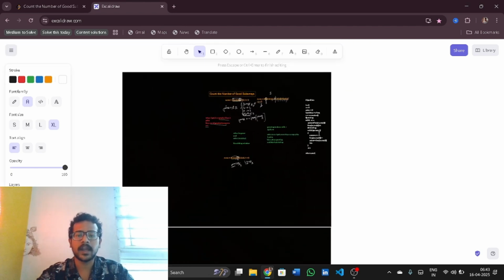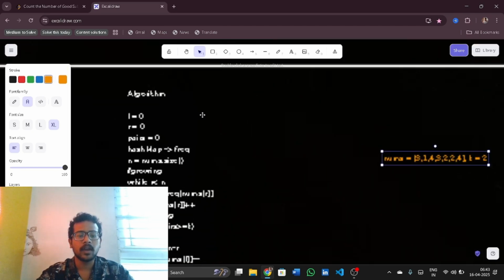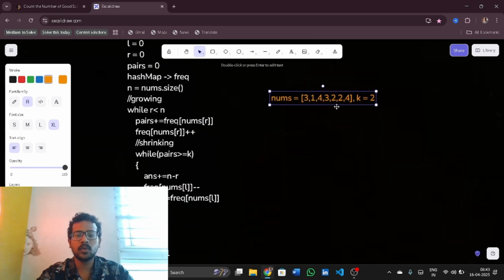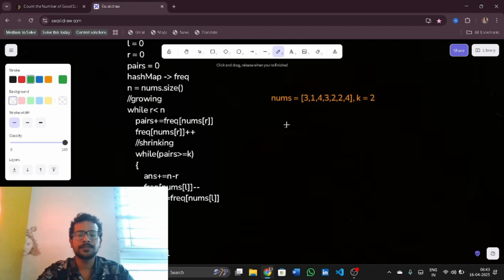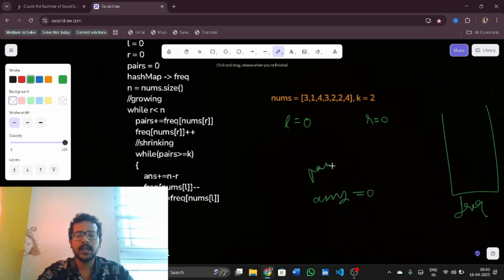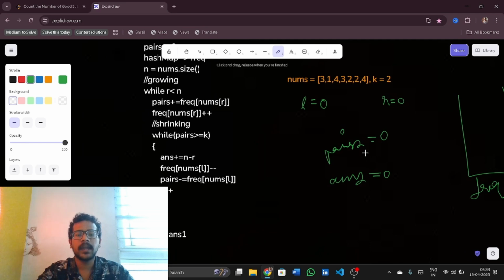Okay, let us do a dry run by taking this algorithm. Now I have the same example given in the description. What are all those things that I need to initialize? L is equal to 0 and R is equal to 0, and I have an empty hash map of frequency. Now answer is also equal to 0, and also pairs is equal to 0. Now I have k is equal to 2.